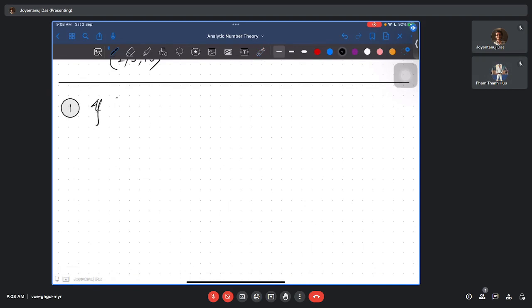So if GCD of A, B is 1, and if C divides A and D divides B, then GCD between C and D is also 1. How will you show that?